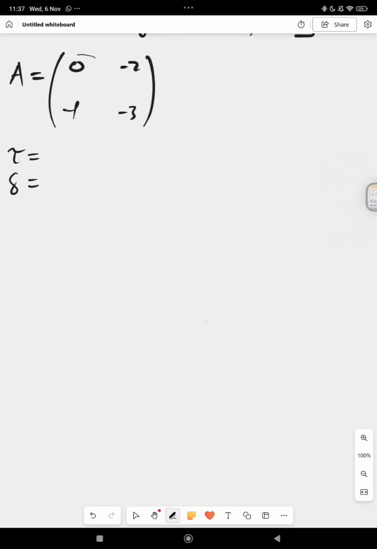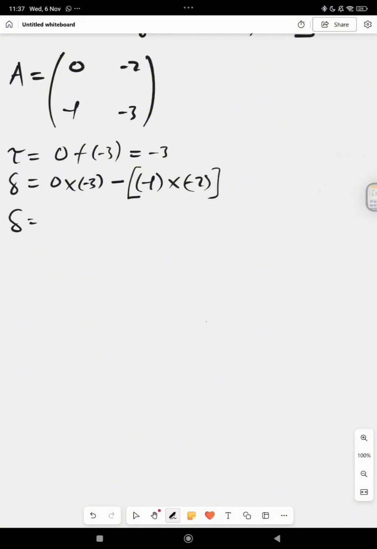We add the trace of our system, which is the diagonal. We have 0 plus minus 3, which will give us minus 3. For our determinant, we'll have 0 times minus 3 minus minus 1 times minus 2. So we have 0 minus 2. And this will give us minus 2, which is less than 0.